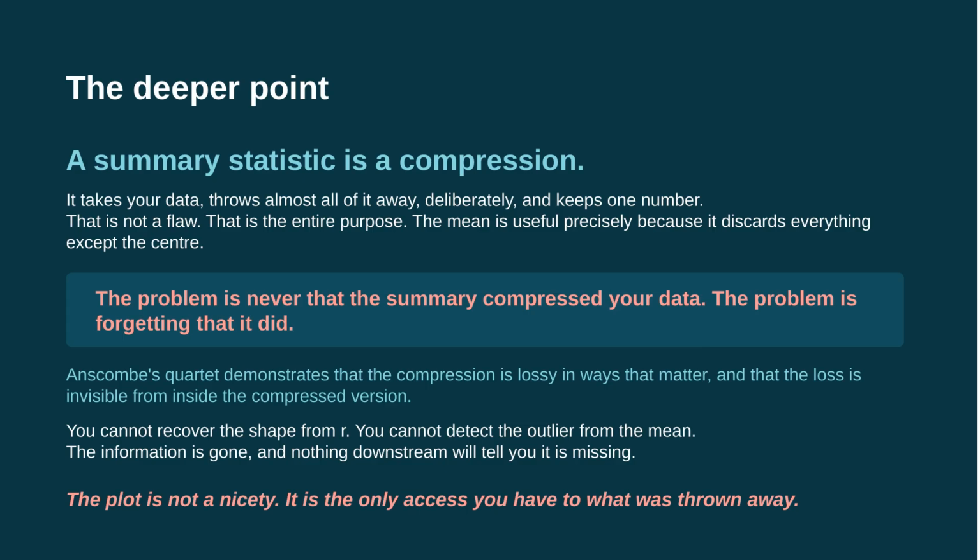Anscombe's quartet is a demonstration that the compression is lossy in ways that matter, and that the loss is invisible from inside the compressed version. You cannot recover the shape from R. You cannot detect the outlier from the mean. The information is gone, and nothing downstream will tell you it is missing. The plot is not a nicety.